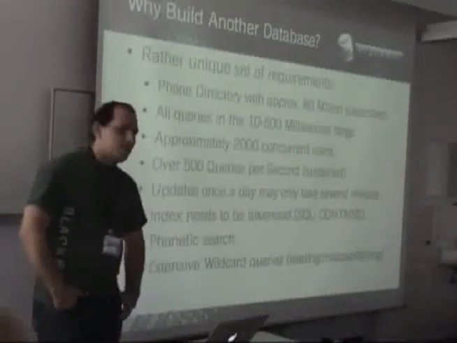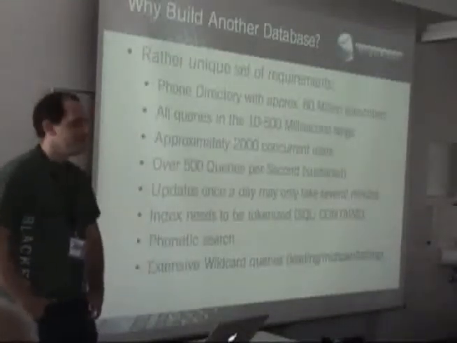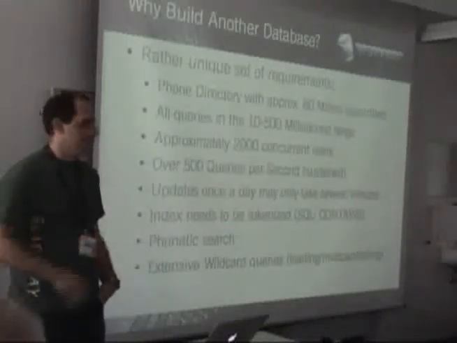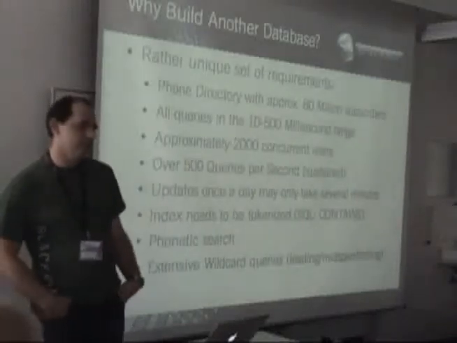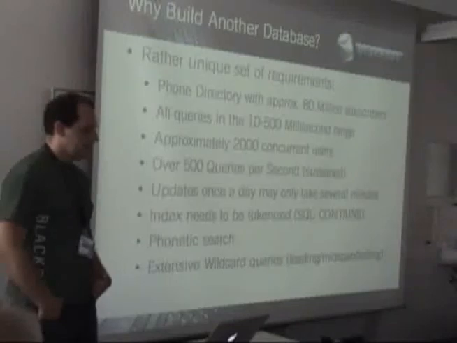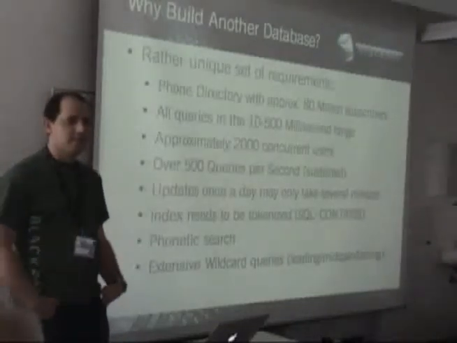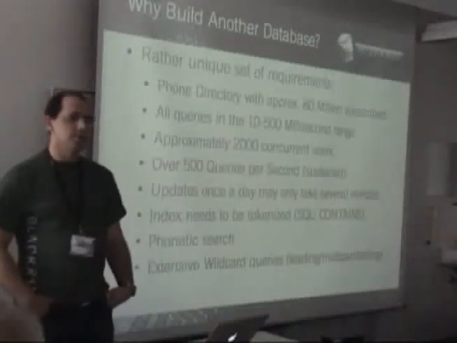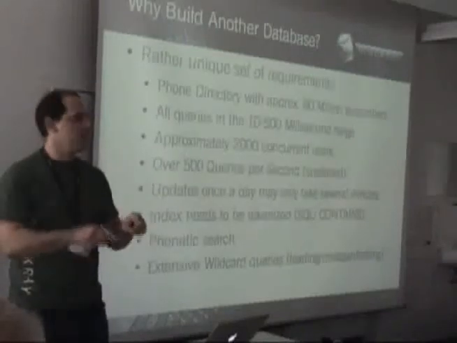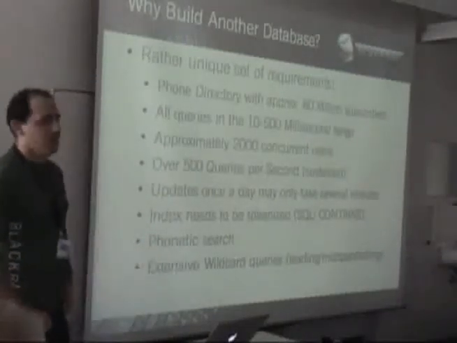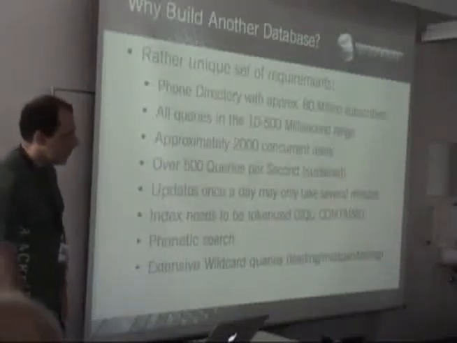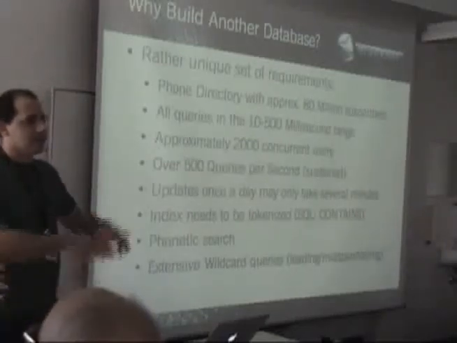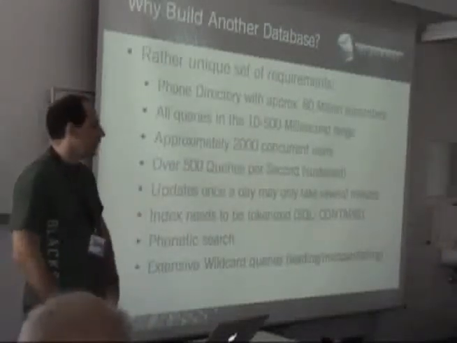So, why did we bother to build this? Are we crazy, or what's the problem? We started in 1999 and again in 2005, similar project, same set of constraints. It's a phone directory for Germany. There are 80 million people. Searches have to be fast, 10 to a maximum of 500 milliseconds. We're talking about 2,000 concurrent users in a call center, each hacking away one query every 12 seconds. That's a pretty high load for most databases. It's over 500 queries per second actually at the data engine level, because a query that the operator types may result in multiple queries on the engine.